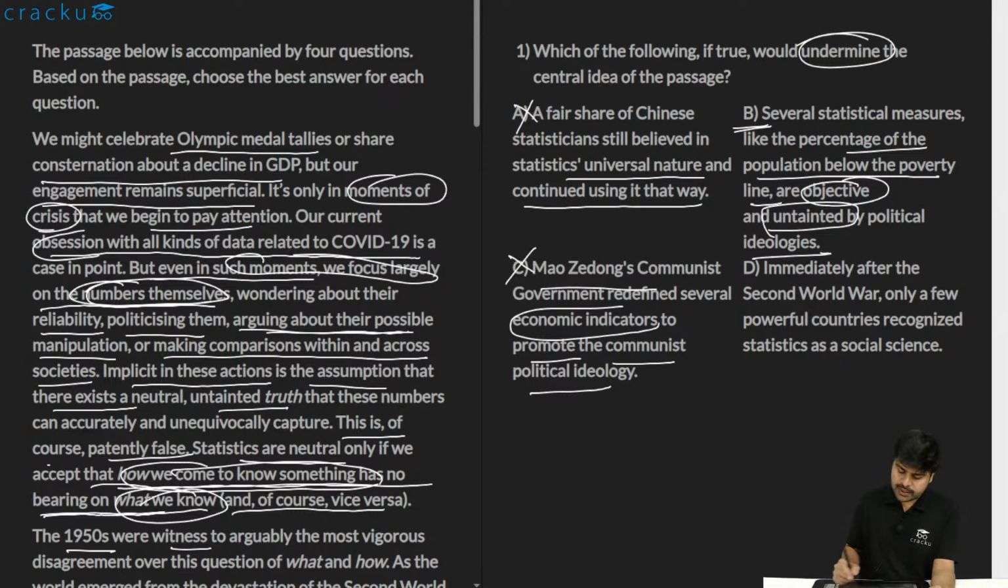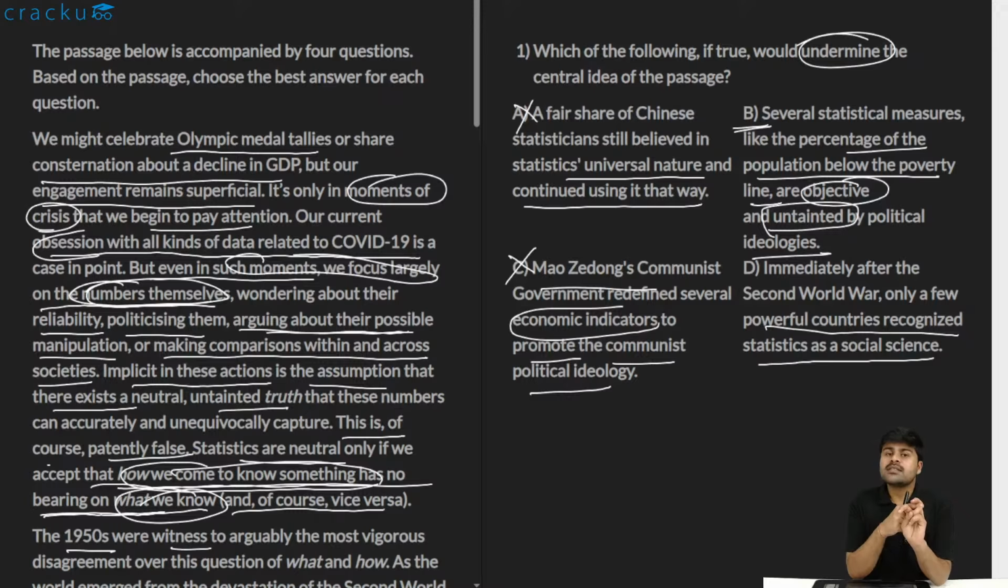This is also incorrect. D says immediately after the Second World War, only a few powerful countries recognized statistics as a social science. We can say that it is true because we know for sure that China, with its communist government, and Russia or the Soviet Union with its Soviet powers, right?